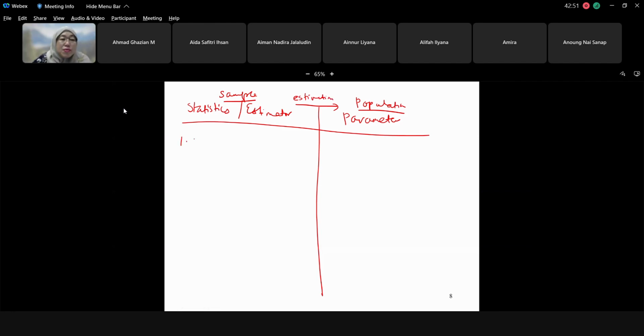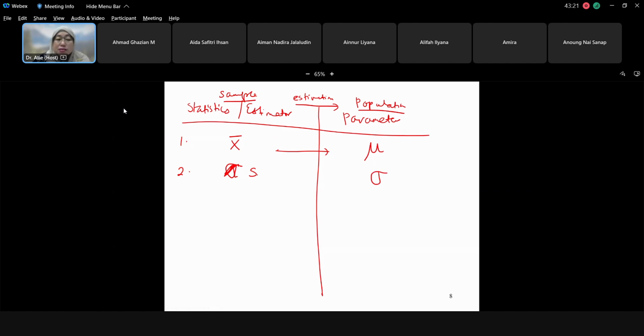So the first one will be our mean, our X bar. So we need to estimate for the population. We hope that the value should be the same as mu. And then, for the sigma, sigma is known as estimator or statistics, but sorry, I got it wrong. It should be small s, and this one is sigma.